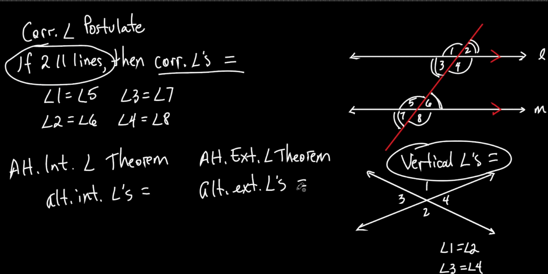We had one more. What was the other one? We had corresponding, alternate interior, alternate exterior, and then we had consecutive interior. And we call this, guess what? Angle theorem. Let's do a little proof of this before we actually tell you what the theorem says.